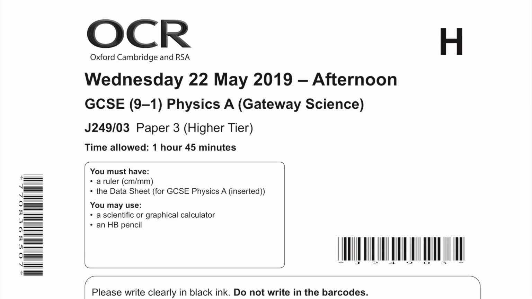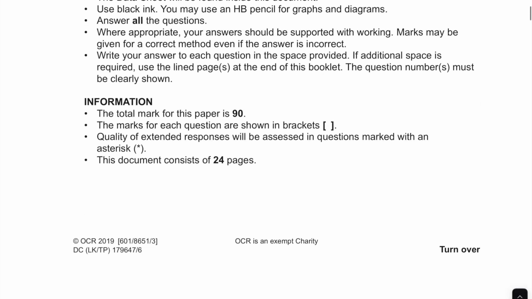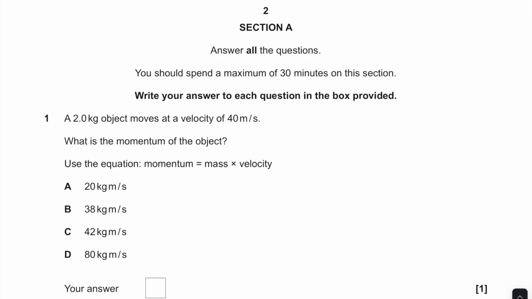Today I'll be going through the Physics A GCSE paper 3 for Gateway Science. This was requested by one of you, so I'm just going to take you through section A to begin with.